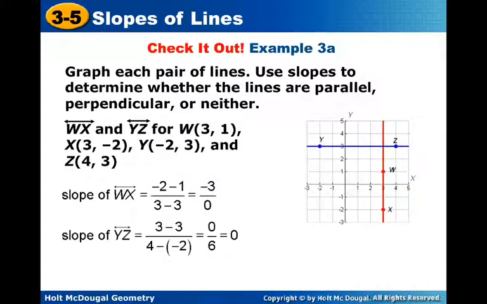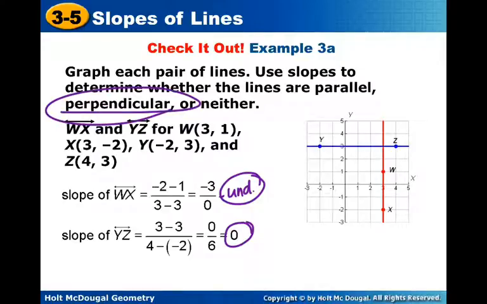Okay? So basically, we have one line that has a slope that is undefined, and we have one that has a slope of 0. Now, they're not really negative reciprocals because you have an undefined slope. You can't really flip that over. You can't flip 0 over either. So you need to know when you get undefined and 0, that's a vertical and a horizontal line. So yes, they are indeed perpendicular.